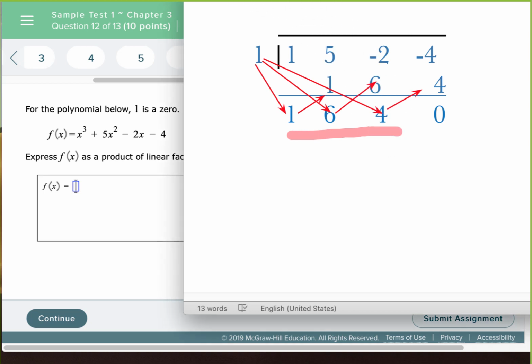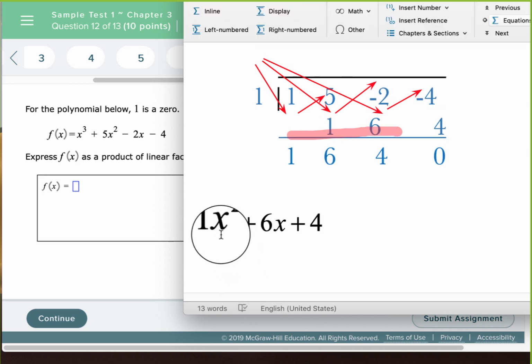So we'll have 1, and then you figure, well, how do I know what the power of the polynomial will be? Well, if we take x cubed and divide it by x in the expression x minus 1, that's going to leave us with x squared. So we're going to have x squared. So we have 1x squared plus 6x plus 4. And now we can factor the remaining quadratic x squared plus 6x plus 4.